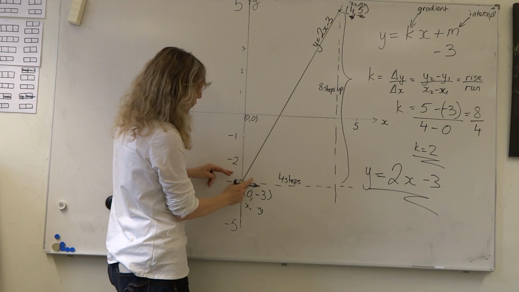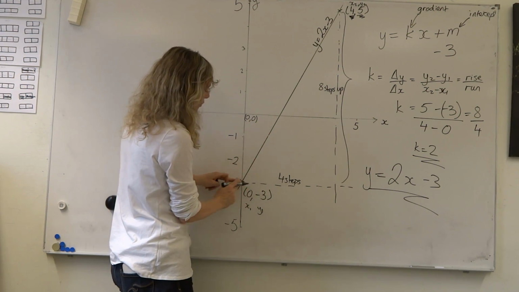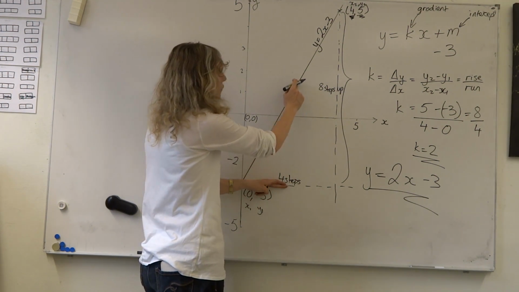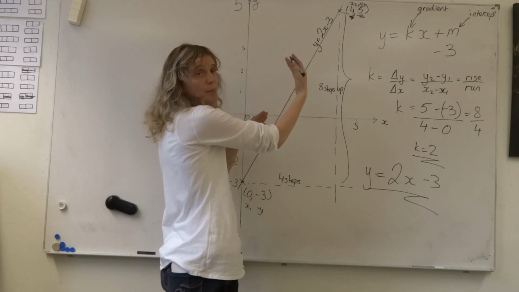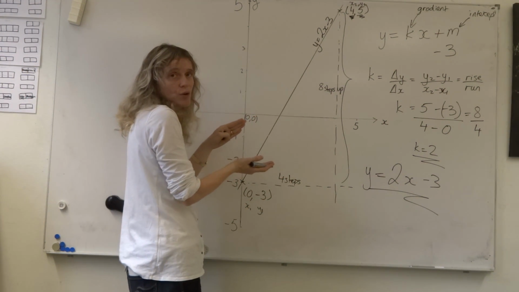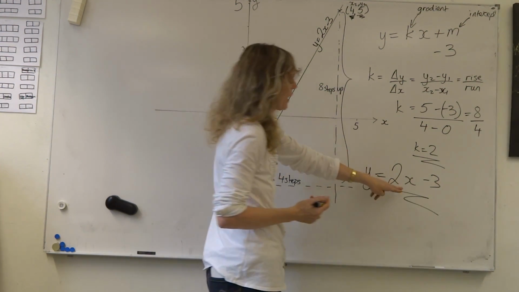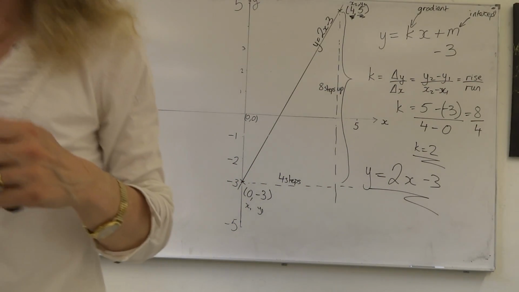We go 2 steps up for every one we go across. If we go along 1, we go 1, 2 up. If we go along 2, we go 1, 2, 3, 4 up. So it's just telling us how many steps we go up compared with how many steps we go across. We're going 2 steps up for every one we go across when we get the equation 2x minus 3.